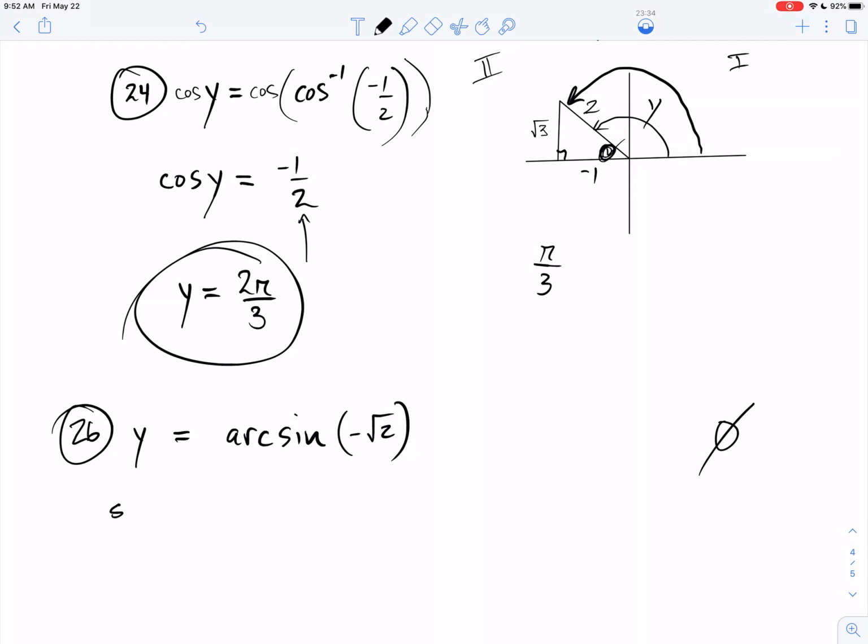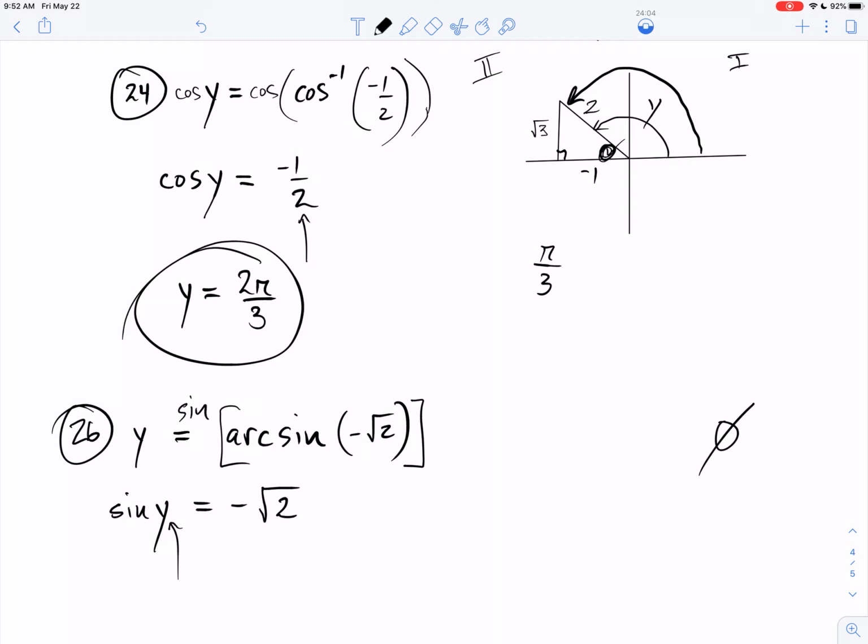I would start out the same way. I'd say sine of y equals. Now, if I did rewrite this as a sine inverse, I would still take the sine of it, which gets all that junk out of my way, and I get negative rad 2. And right then and there, I know I can't do anything about it. Sine of this angle, which I don't know, is going to result in the answer being negative rad 2.